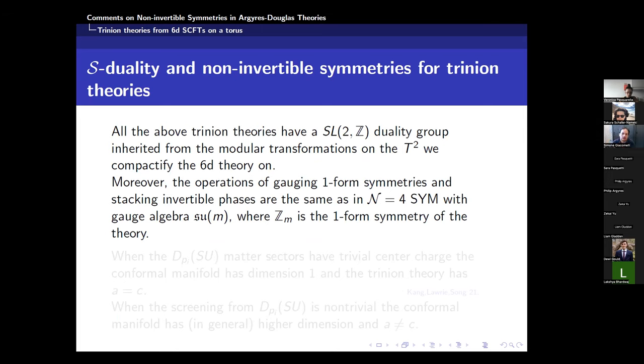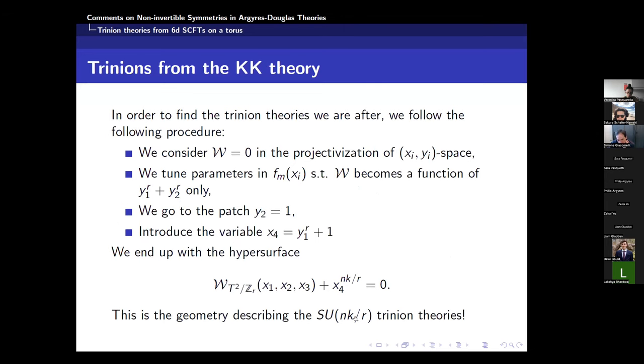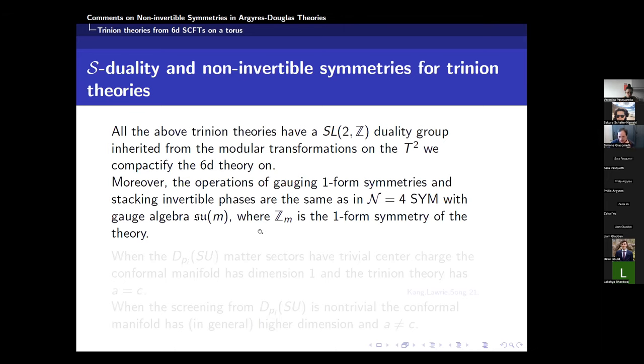And this is exactly analogous to the more supersymmetric case. When we start from the (2,0) theory, we put it on a T2, we get an N=4 theory. Also in that case, the SL(2,Z) is just inherited from the modular transformation of the torus. In this case, the operations of gauging one-form symmetries and stacking invertible phases are the same as in any N=4 super Yang-Mills, where the gauge algebra is not necessarily this one. It will be in general a divisor of that number, and it matches the one-form symmetry of the trinium theory.